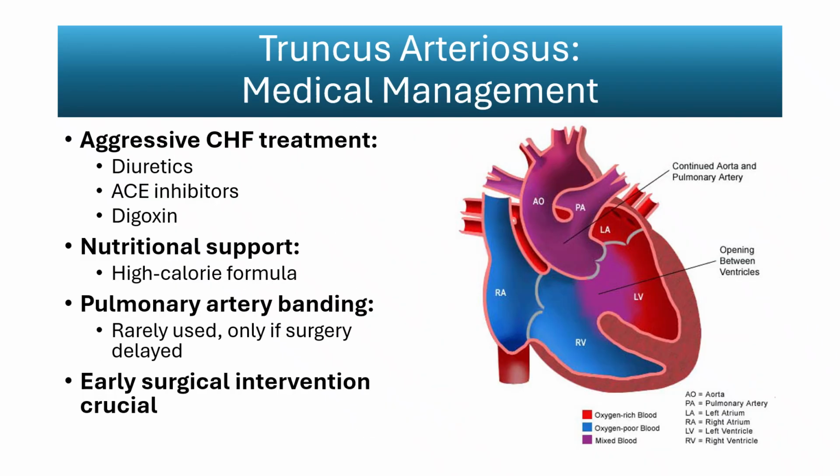Medical therapy for Truncus arteriosus is directed at controlling heart failure and supporting growth while awaiting surgical repair. Diuretics reduce pulmonary congestion and relieve symptoms of volume overload. Angiotensin-converting enzyme inhibitors lower afterload and improve forward output, while digoxin may provide modest inotropic support. Because these infants expend tremendous energy on breathing and feeding, high-calorie nutrition is critical to prevent further growth failure.